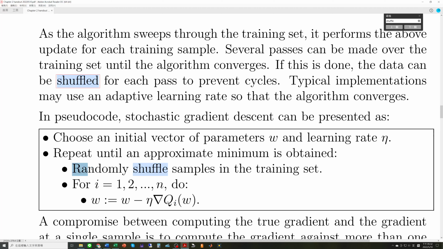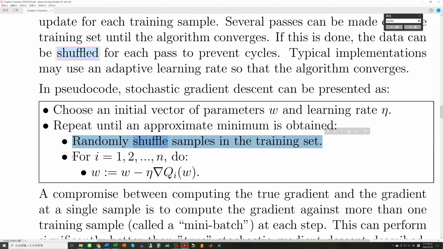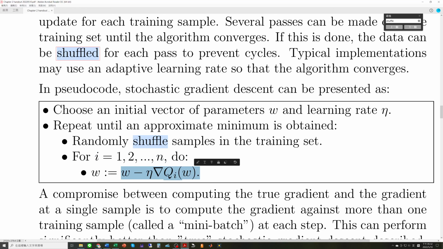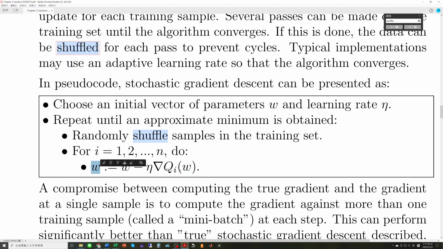Third, randomly shuffle samples in the training set. Fourth, for i equal to 1, 2, to n, do the following: we compute w minus eta times the gradient of Qi of w and assign this value to update the value of w.